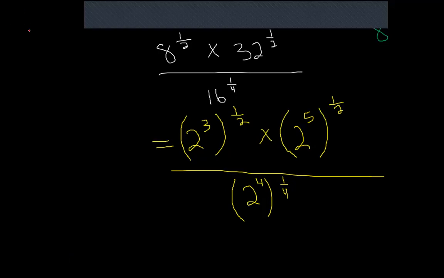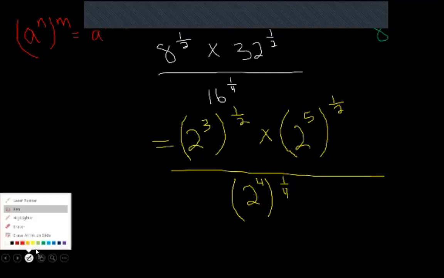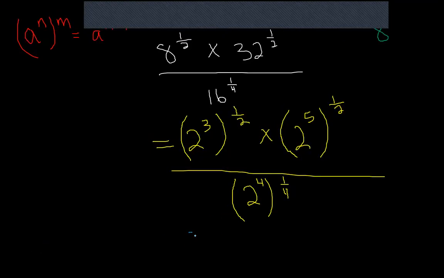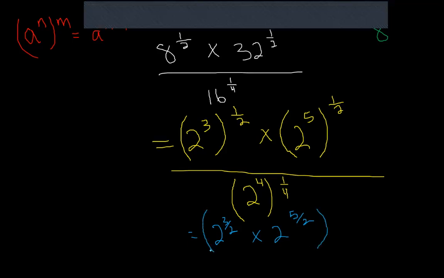We know this rule: a to the n, and this whole thing raised to the power of m, is a to the n m. So I could apply that rule here to get 2 to the power of 3 on 2 multiplied by 2 to the power of 5 on 2. And because I have no space, I'll just write it like this. This whole thing, that's my numerator, and it's going to be divided by 2.